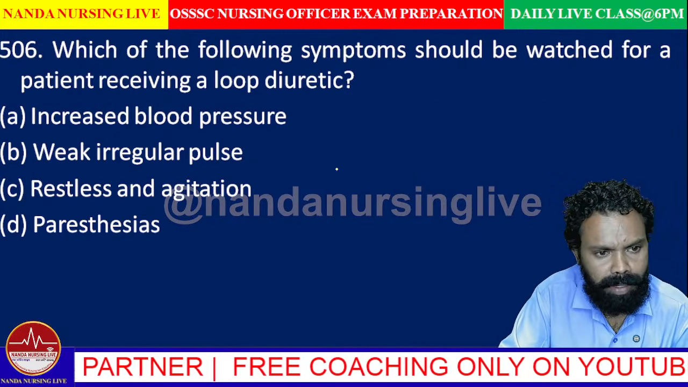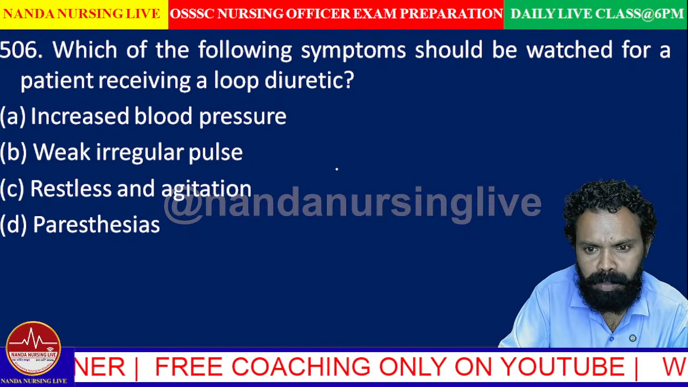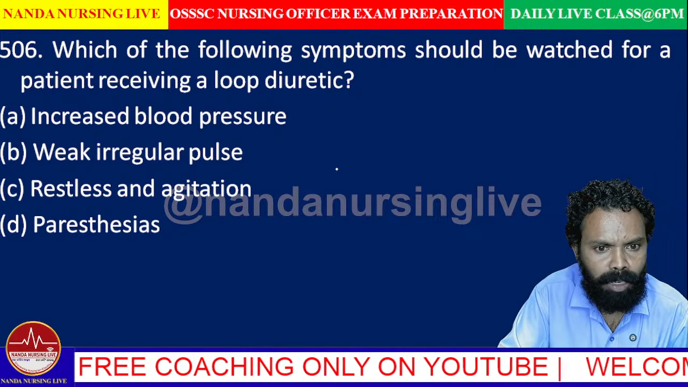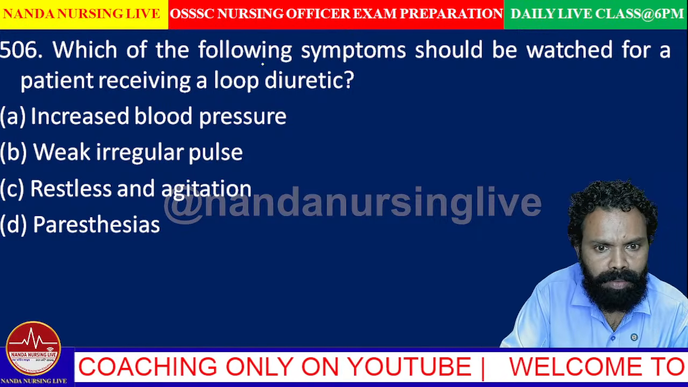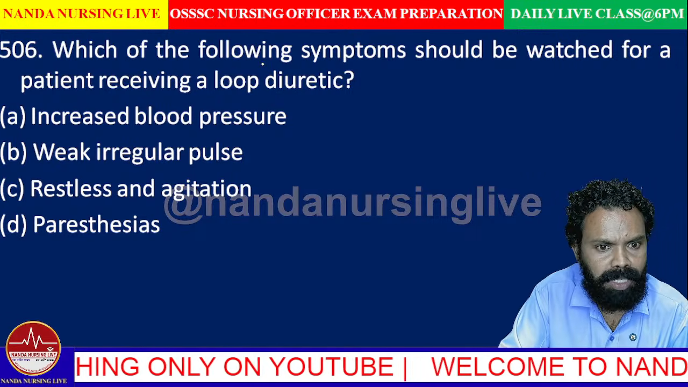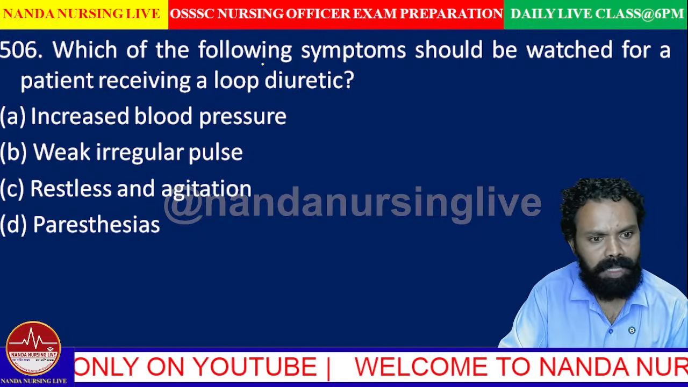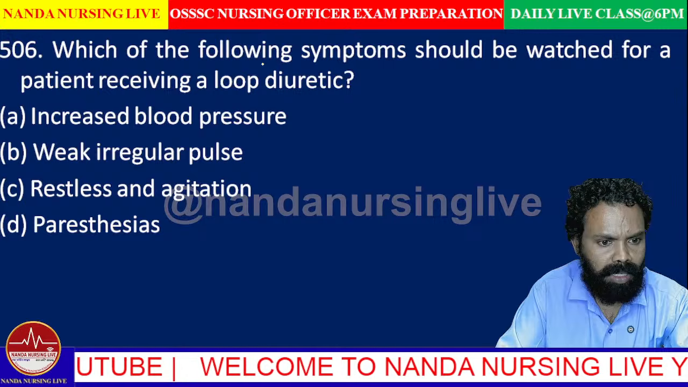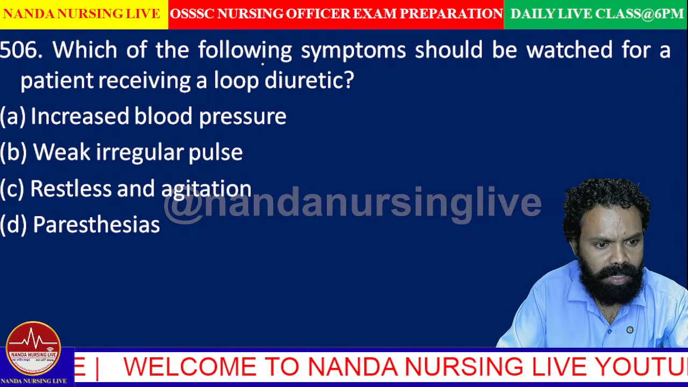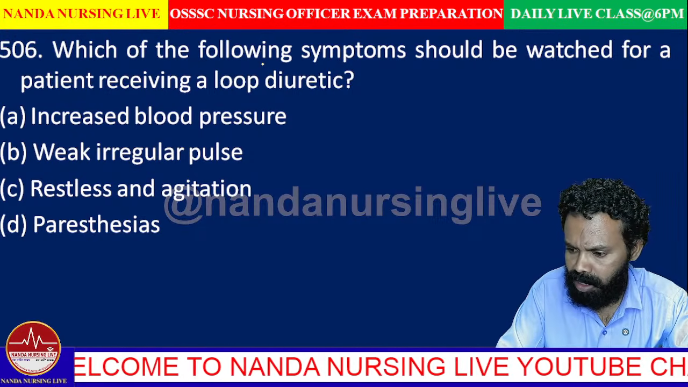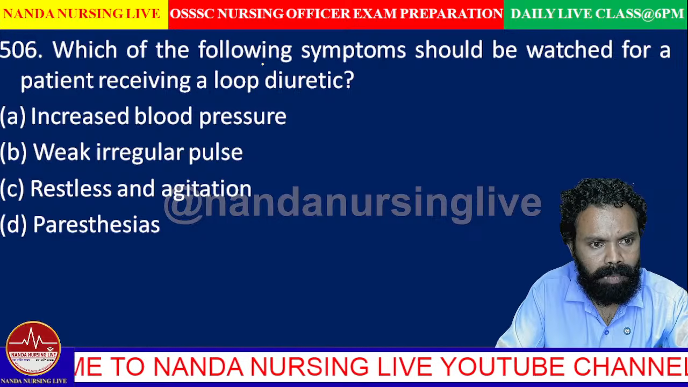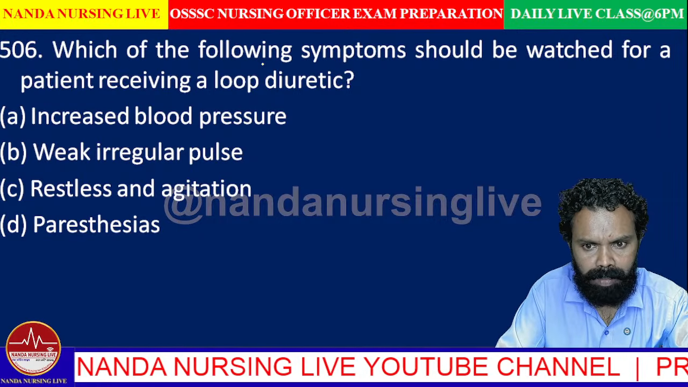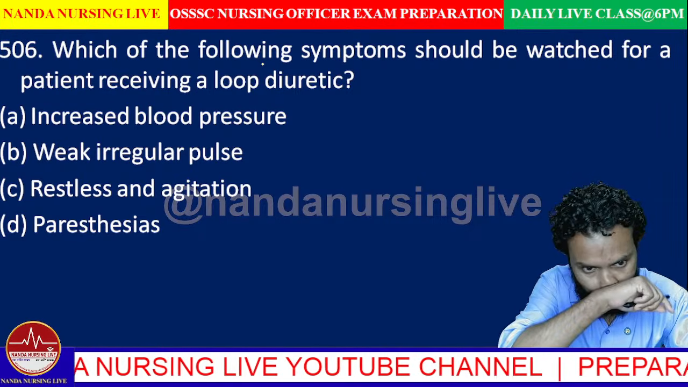Next question, question number 506. Which of the following symptoms should be watched for in a patient receiving a loop diuretic? Option A increased blood pressure, option B weak irregular pulse, option C restless and agitation, option D paresthesia. So which option is the correct answer?